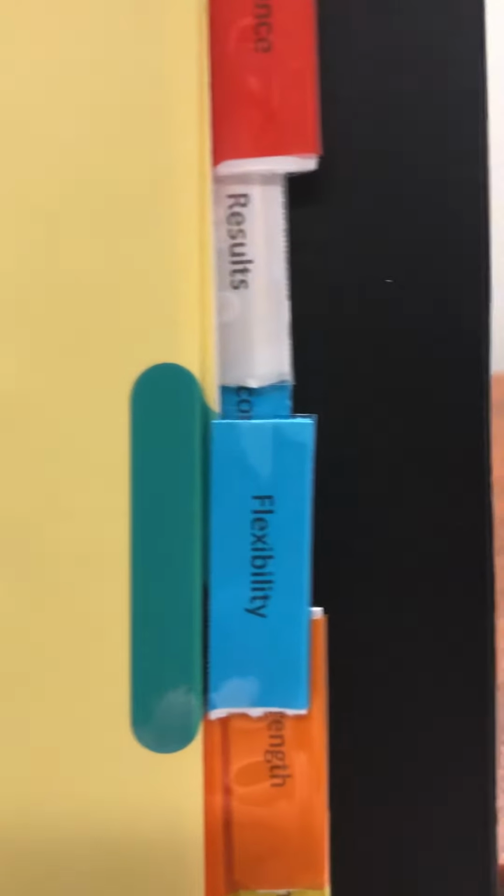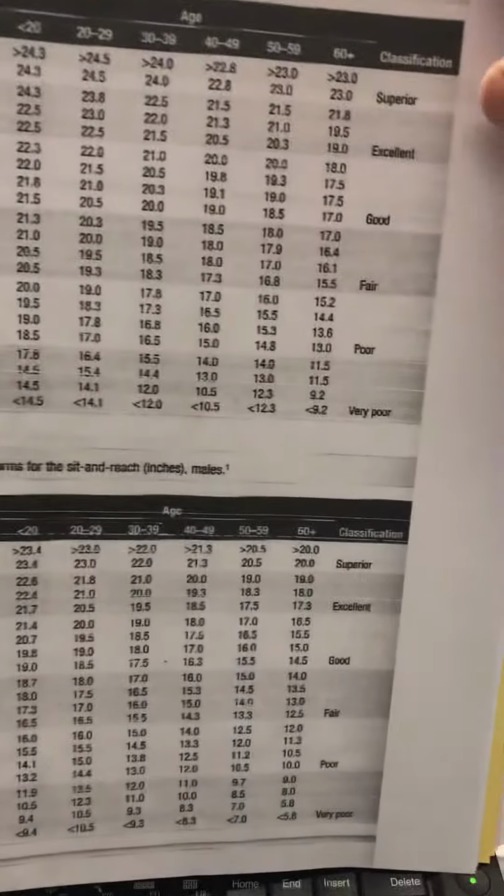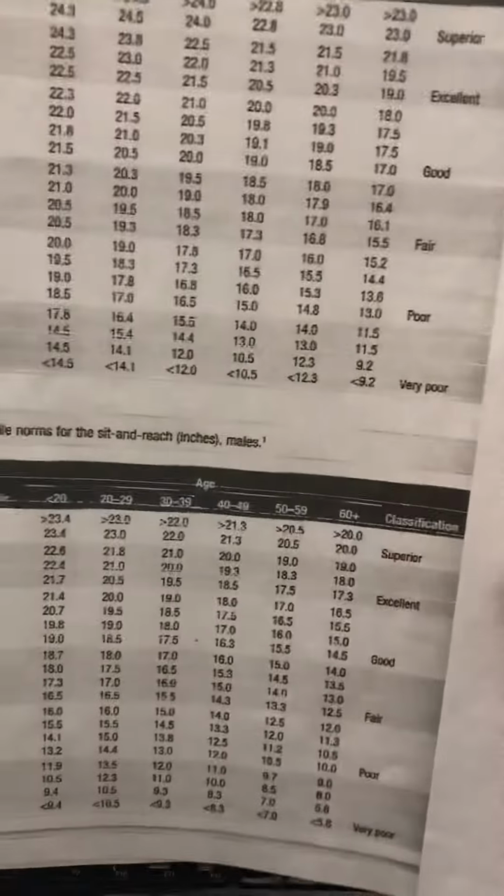Next one is the flexibility tab. So it just starts out with cover page, sit and reach. And again, I've listed all of the different ones that need to be put into each tab. So again, normative data is included.